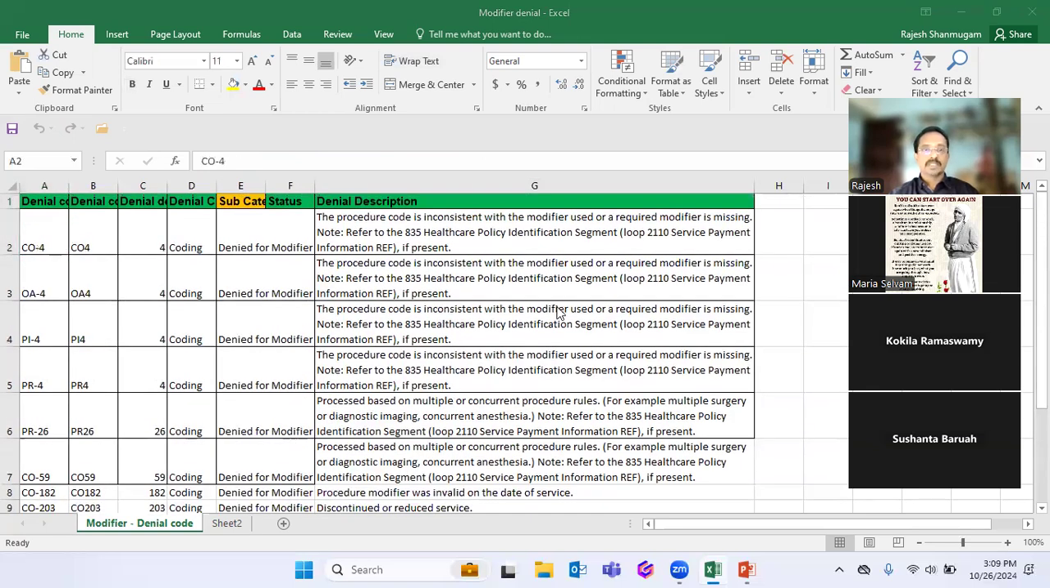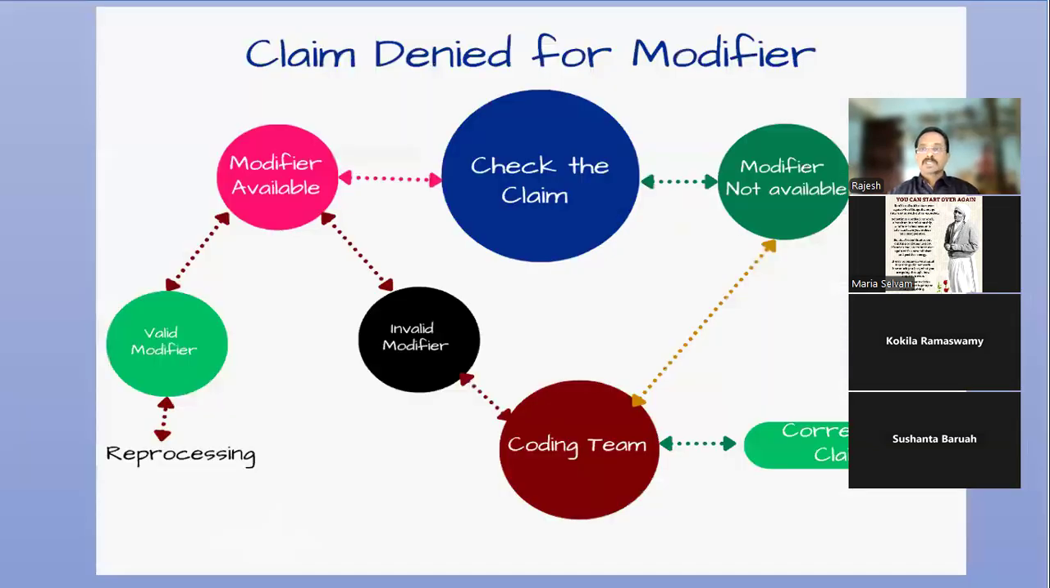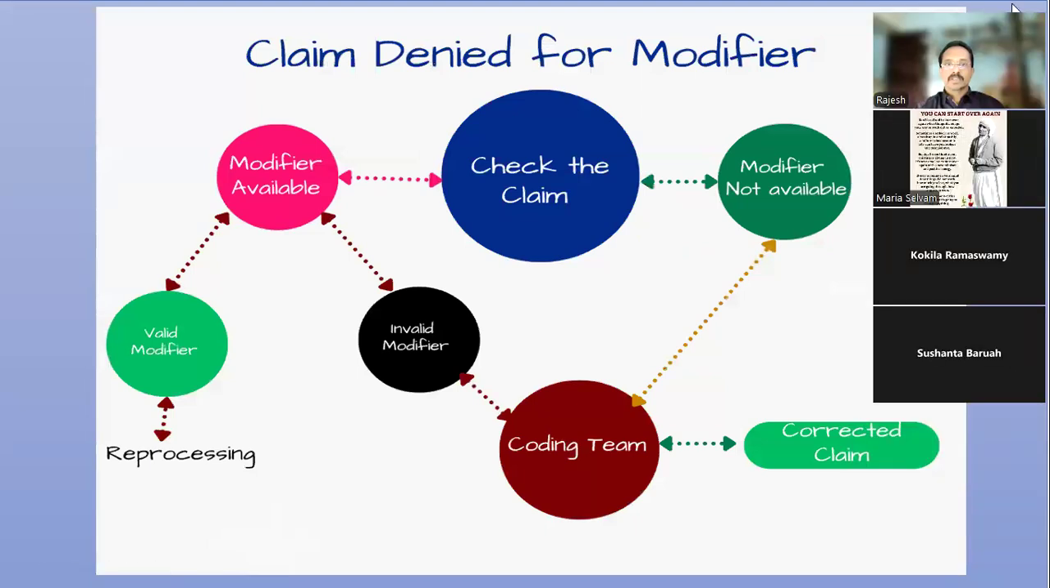So how will we deal with this modifier problem? What we do in the general way is, first we go and check the claim. There are two ways: the modifier is available or the modifier is not available. If the modifier is available, check whether it is a valid modifier or an invalid modifier. If it is valid, you send it back for reprocessing. And if it is an invalid modifier, you have to send it to the coding team and the coding team will give you the corrected claim.